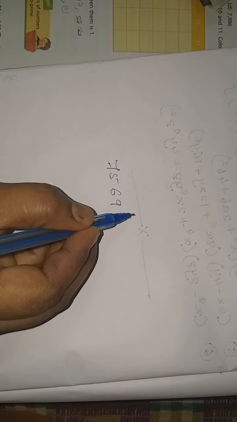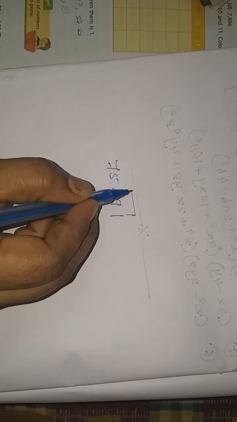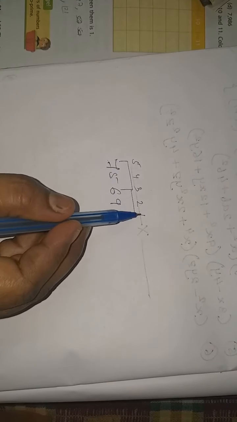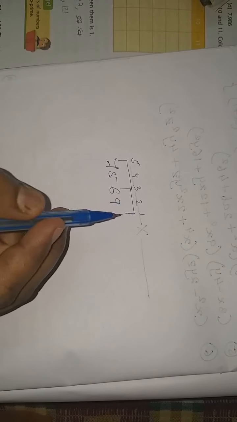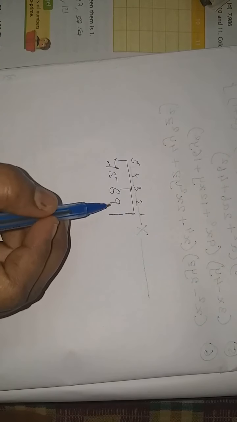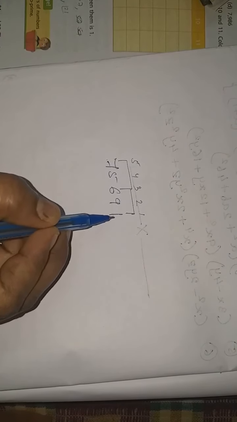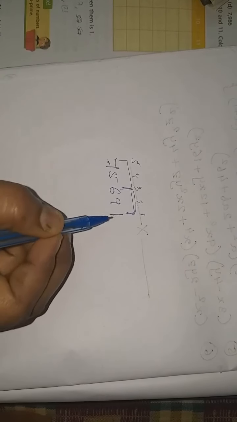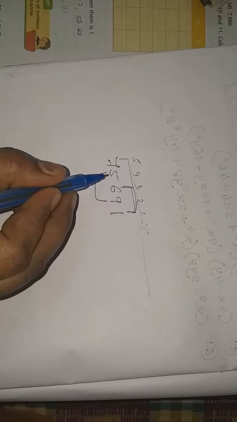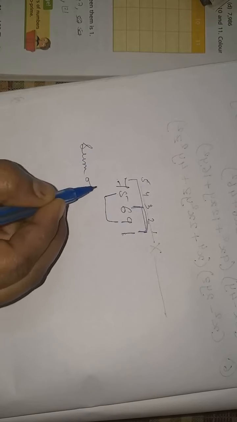The digits at the odd places are 1, 6 and 7, because this is the 1st place, this is the 2nd and this is the 3rd place, this is the 4th place and this is the 5th place. So 1, 3 and 5 are the odd places. The even places are 2 and 4. So we should first find the sum of the digits at the odd places.